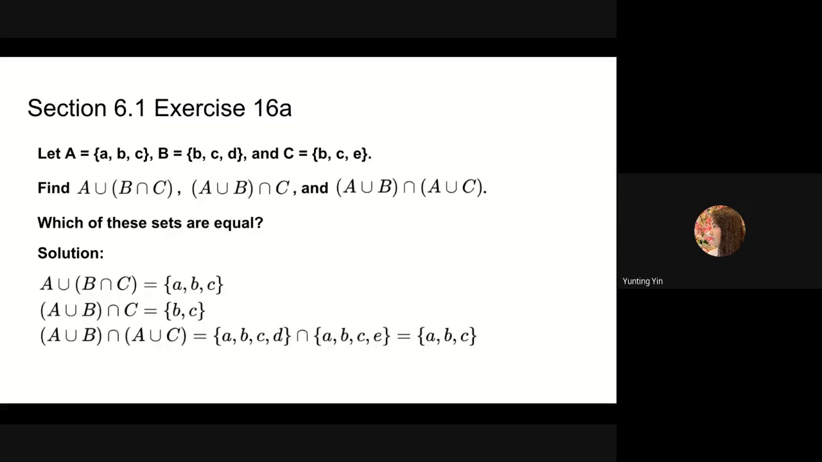For the third set, we first get the results of the two unions and take their intersection to get A, B, and C. We can see that the first set is equal to the third set. Any questions?